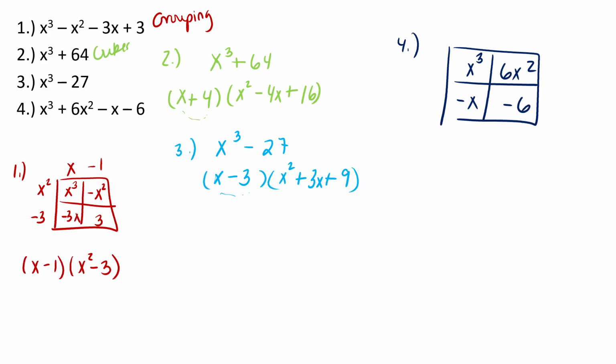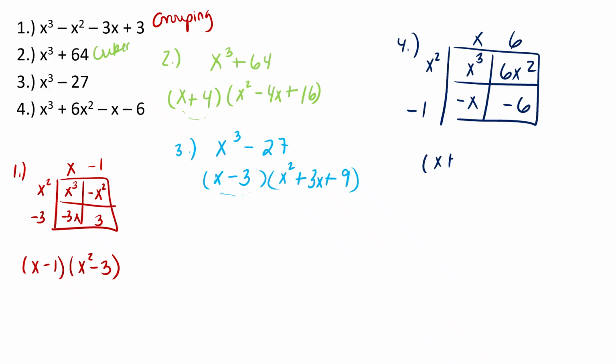And go ahead and look for a GCF. So the greatest common factor between x to the third and 6x squared is x squared. And then x times x squared would give me x to the third. X squared times 6 gives me 6x squared. And x times -1 gives me the negative x. -1 times 6 gives me -6.